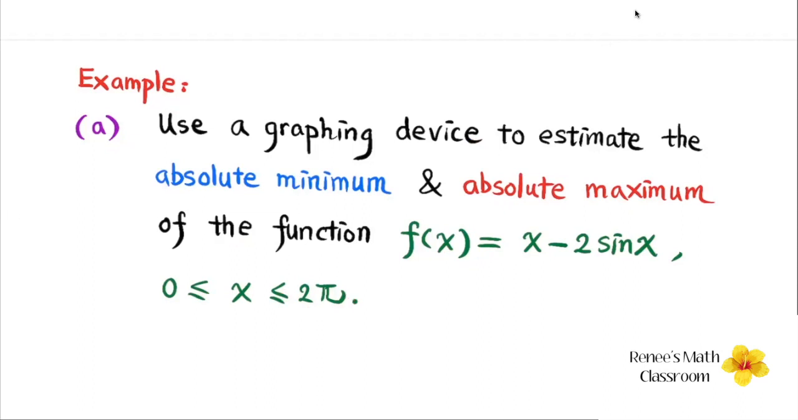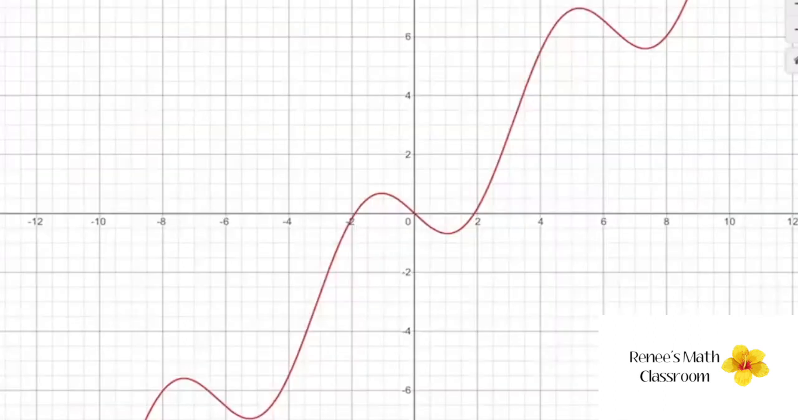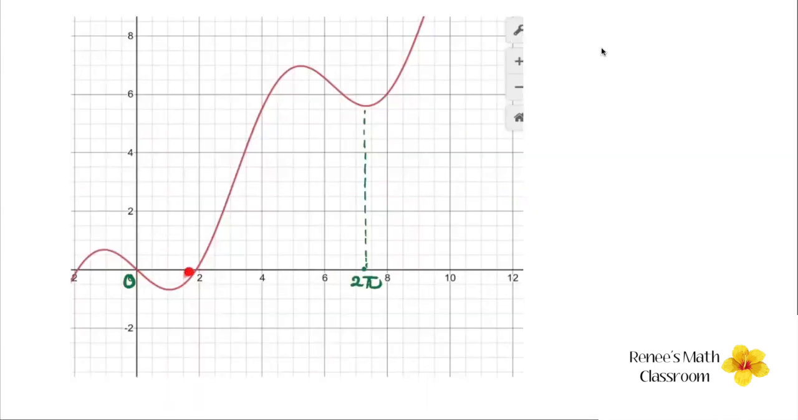And then in part B, we're going to use the closed interval method to find the exact absolute minimum and also absolute maximum. Here's a graph for the function f of x equal to x minus 2 sine x. We're going to focus on the interval from 0 to 2 pi.